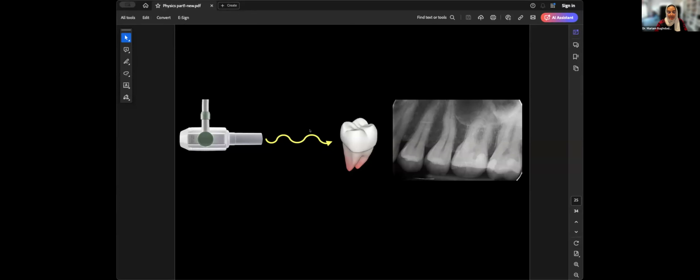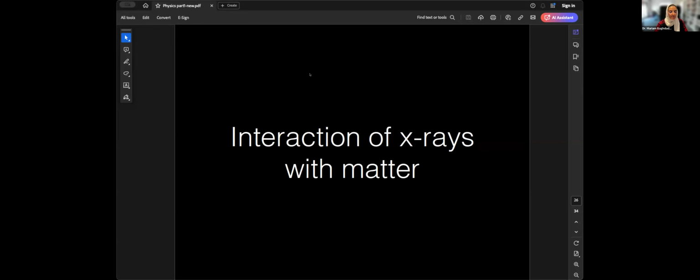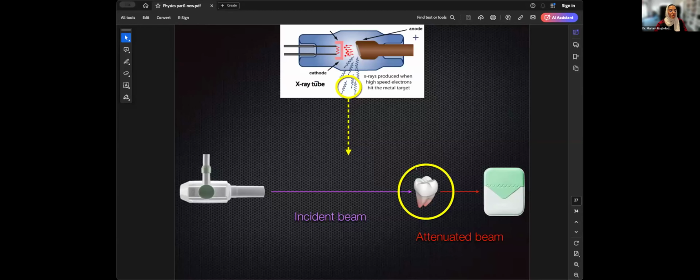The next thing that's going to happen is that these X-rays, or these photons, are now going to interact with the body to produce an image. This is what we're going to talk about: the interaction of X-rays with the body to produce an image, and how that happens. So, interaction of X-rays with matter. So what happens? We're done with the photons from here. This is what we're going to be talking about.